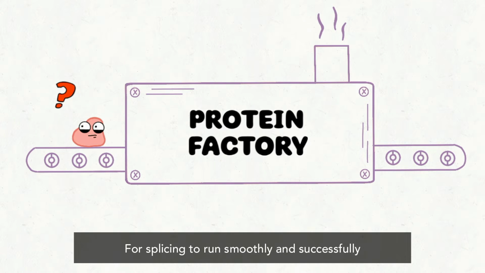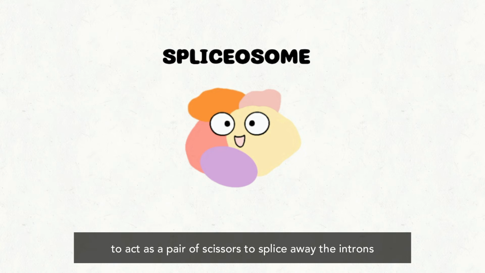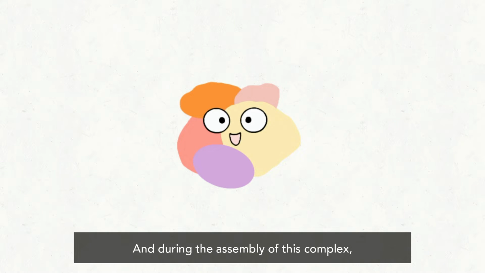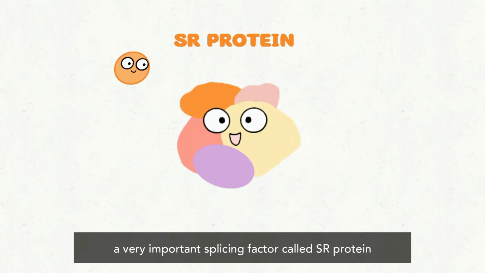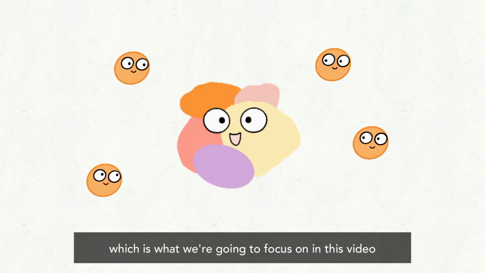For splicing to run smoothly and successfully, a large complex called the spliceosome has to be involved to act as a pair of scissors to splice away the introns. And during the assembly of this complex, a very important splicing factor called SR protein comes in to help, which is what we're going to focus on in this video.